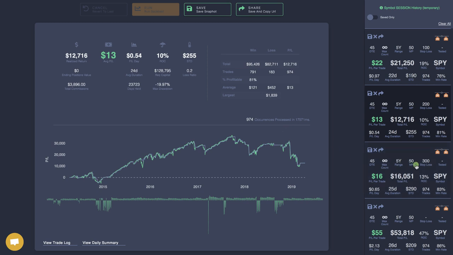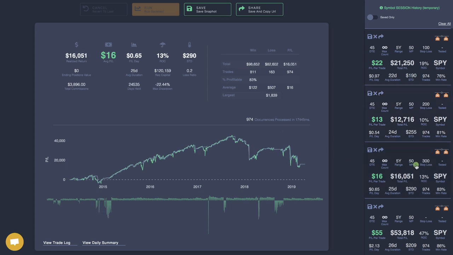Next stop loss is 300%. Okay, so 3x your initial credit. You've got a realized return of over $16,000. Average profit per trade, $16. P&L per day of 65 cents with a return on capital of 13%. Okay, now the next example is showing no stop loss.